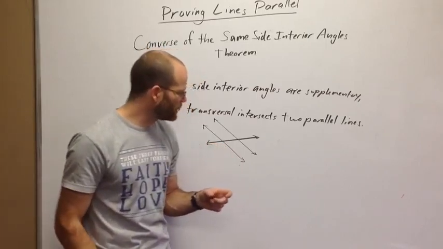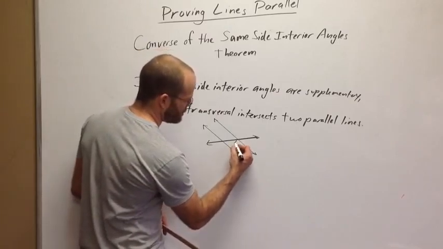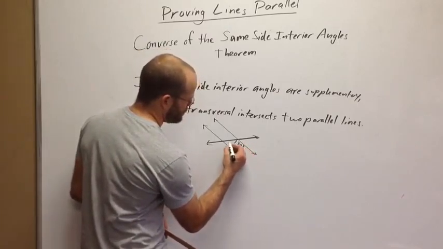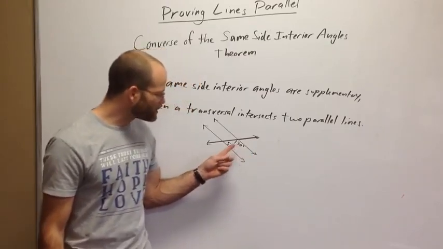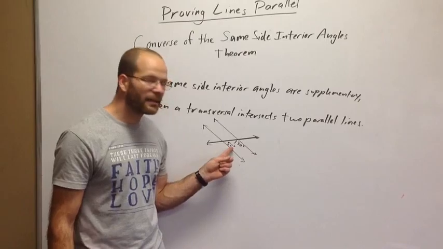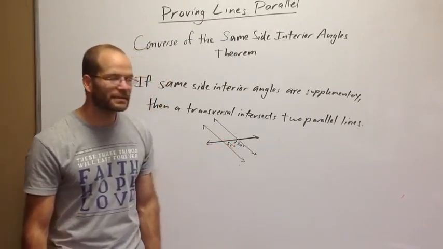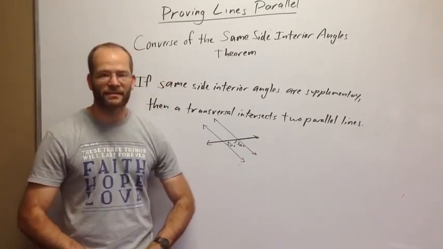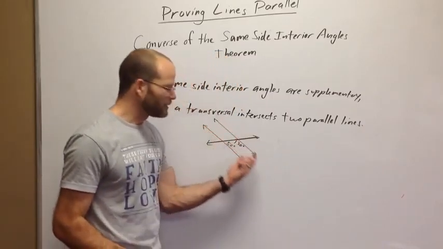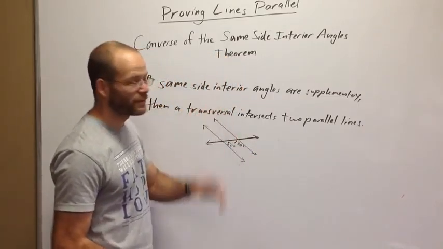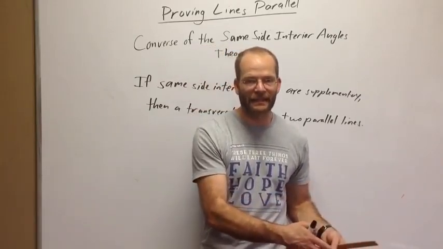If I have a situation in which same side interior angles are supplementary, such as this situation here, I've got an angle that measures 130 degrees and another angle here that measures 50 degrees. And I can see that they're same side interior angles. Their sum is 180 degrees, which means they're supplementary. Therefore, I can conclude that these lines are parallel. And that's how we use these three rules. They allow us to look at the angles and make a determination about the lines.